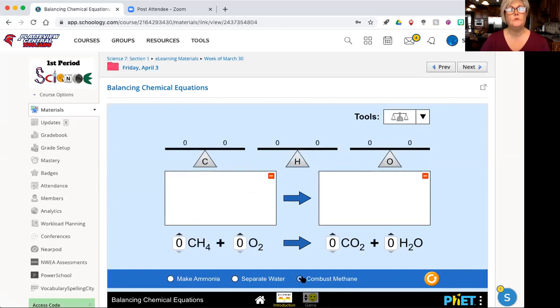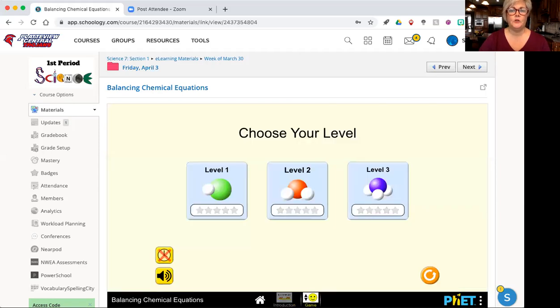So if you need more practice, go through and practice, okay? All right, if you are good and you're ready to go, then come down here where it says game. You're gonna click on game. The games are designed to have 3 different levels, and they get a little bit more challenging as you move up the levels, okay?